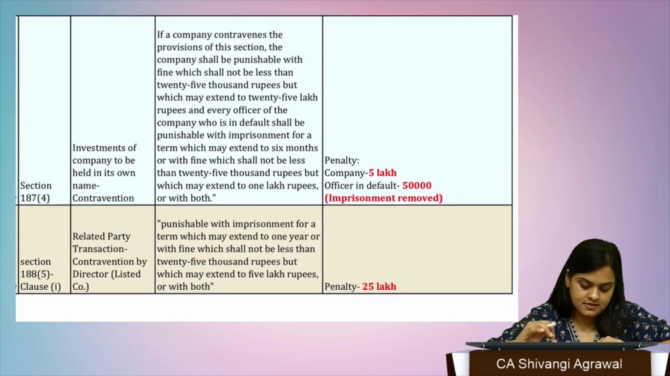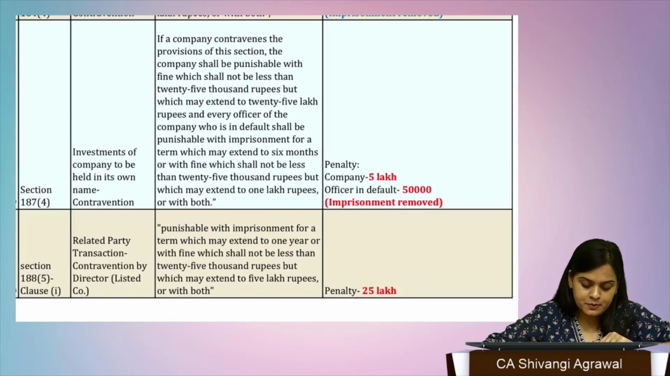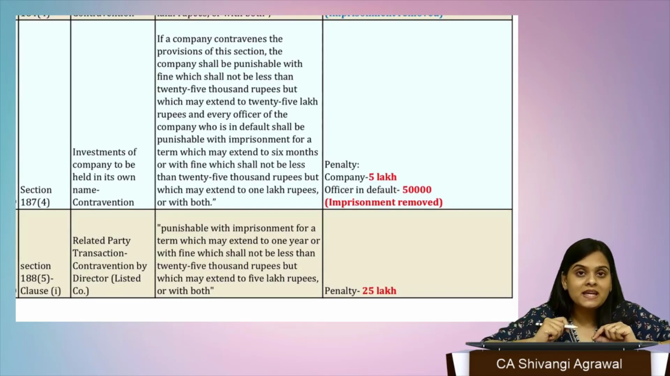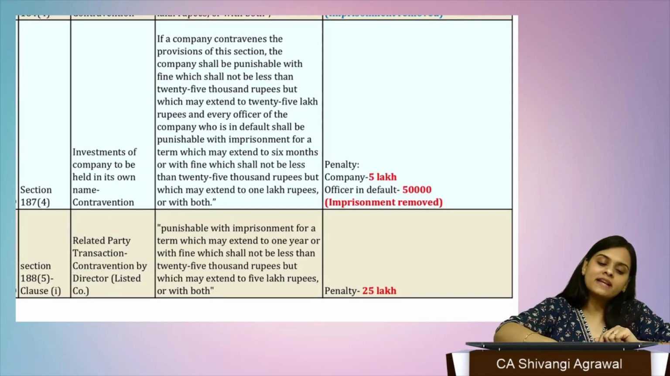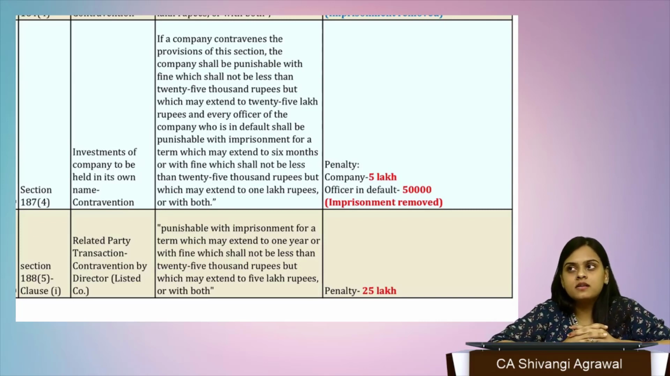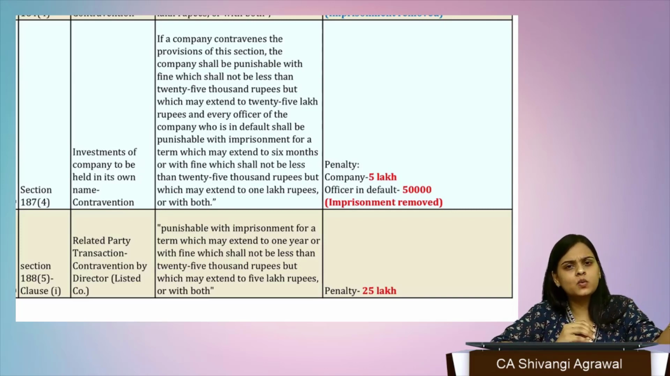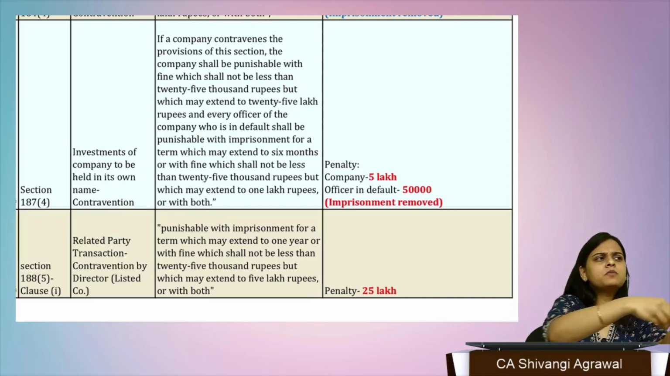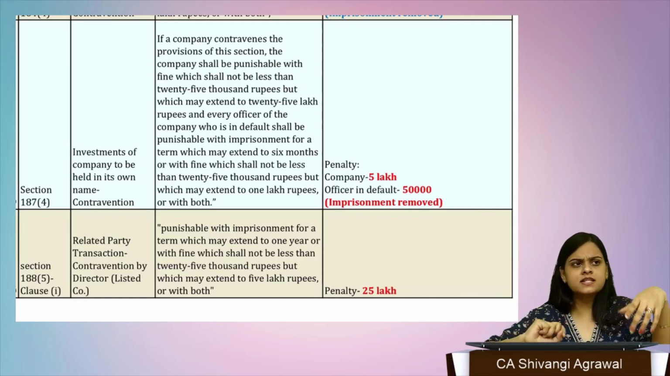Next, section 187 subsection 4. Investments of the company to be held in its own name. Whatever the company is holding has to be in its own name. The company cannot do things like, I have this investment, but the investment is in the name of Mr. X, in the name of a director, in the name of a member. No, you cannot do that.